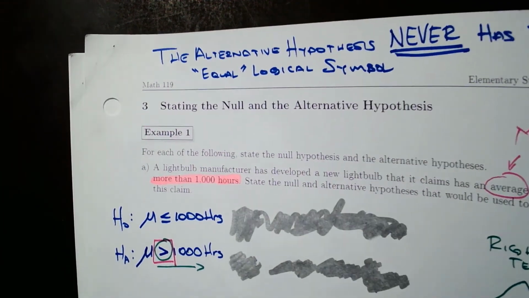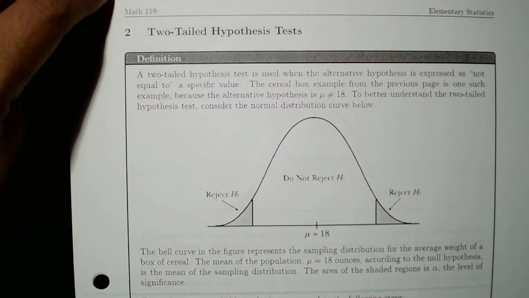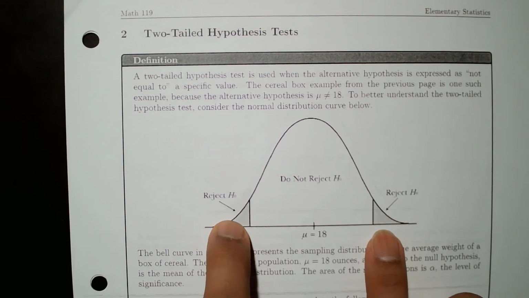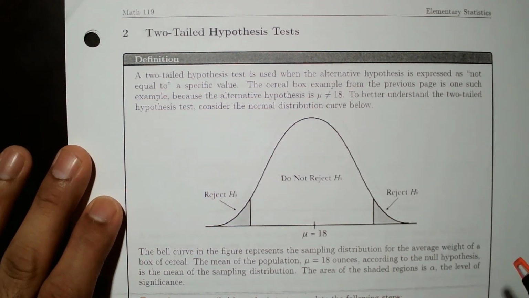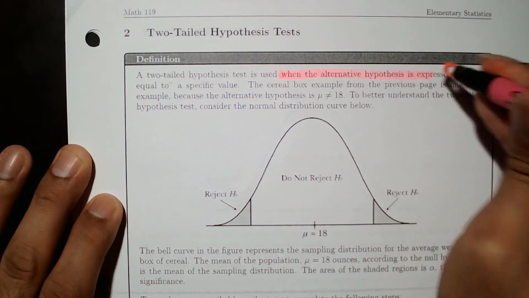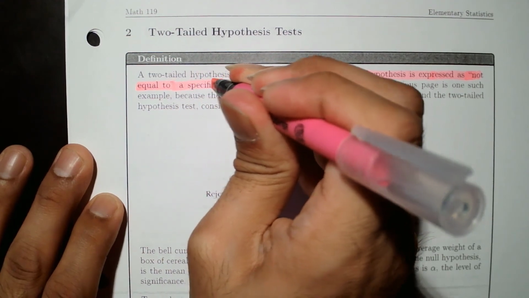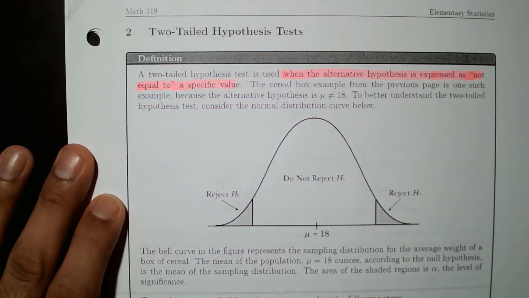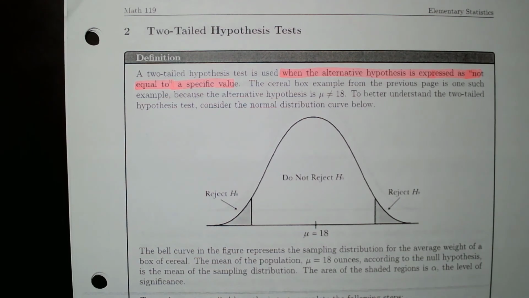Now let's look at different types of testing. So let's look at the two-tailed hypothesis test. When are we going to use a two-tailed test? That's going to be used when the alternative hypothesis is expressed as not equal to a specific value. You can look at the example on the previous page, the one with the cereal boxes. That one is not equal to 18.